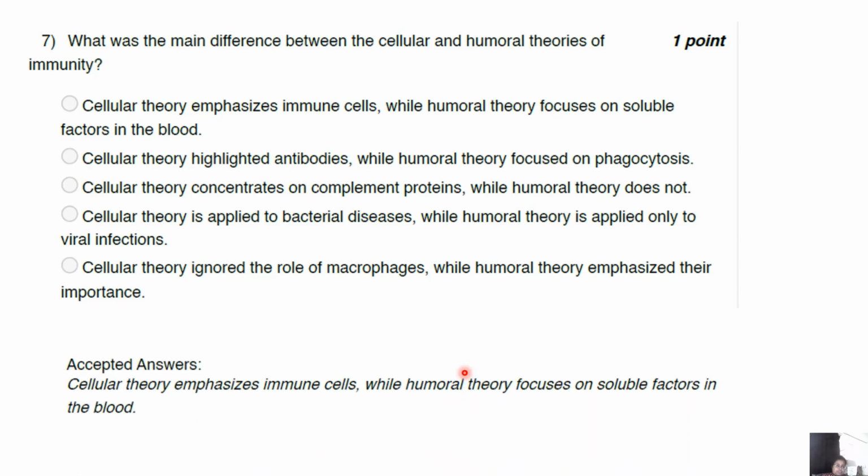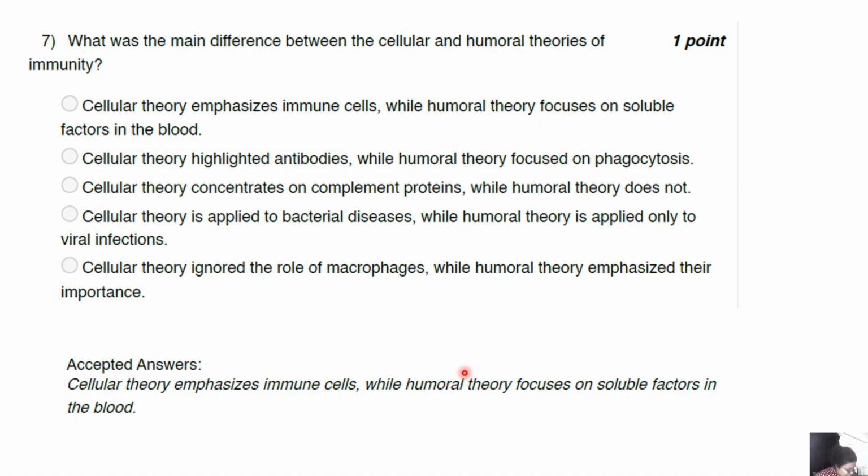Okay, so the correct answer will be the first option. Cellular theory emphasizes immune cells, while humoral theory focuses on the soluble factors in the blood. So, the main difference between cellular and humoral theories of immunity is that the cellular theory was proposed by Elie Metchnikoff. The core idea was that immunity is mediated by cells, especially phagocytes like macrophages and neutrophils. And these cells recognize, engulf, and destroy the pathogens.